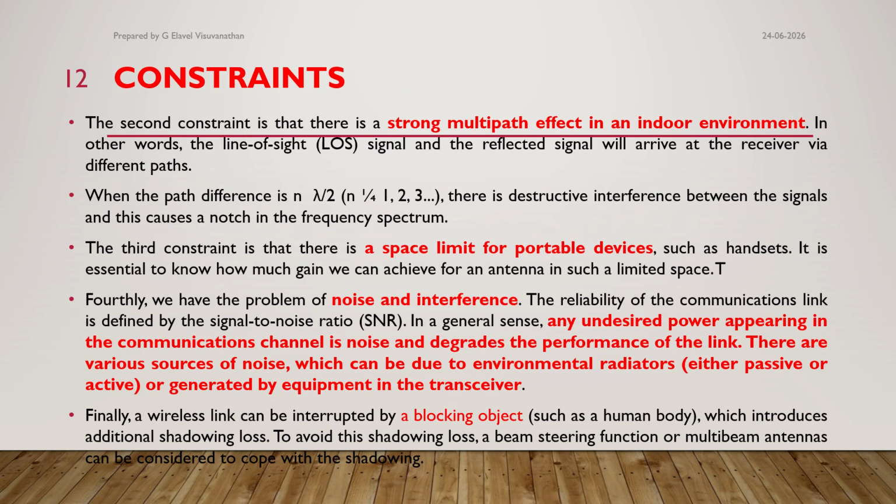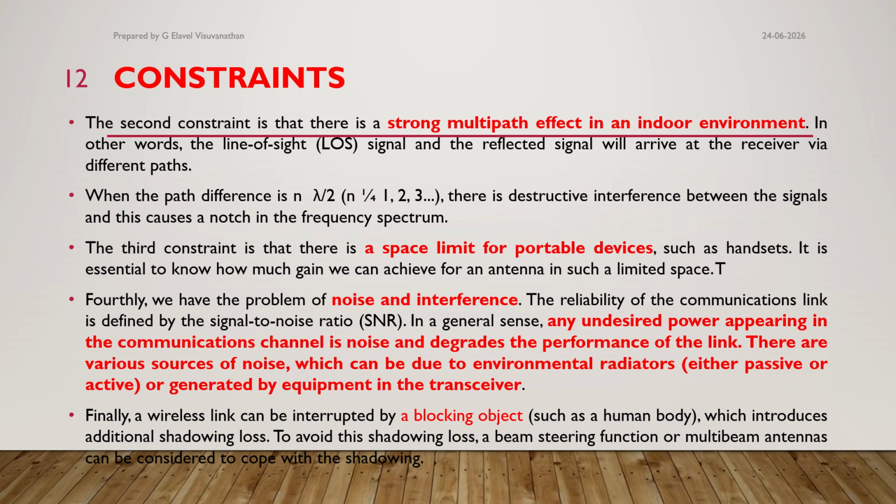The second constraint is that there is a strong multipath effect in an indoor environment. In other words, the line of sight signal and reflected waves will arrive at the receiver via different paths. The second constraint is that the link is going to be affected by multipath propagation. Multipath propagation means the signal will arrive at the receiver via different paths and at different times.